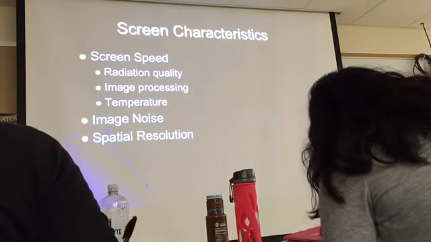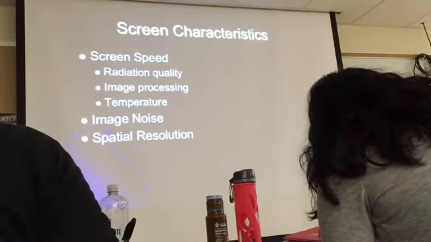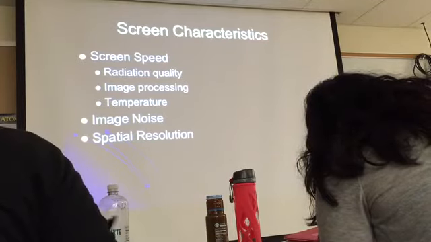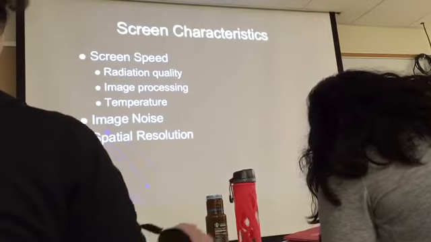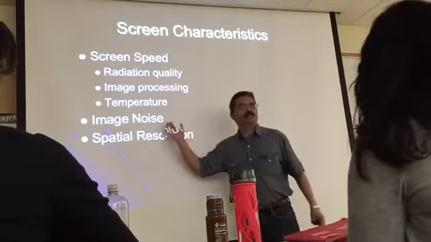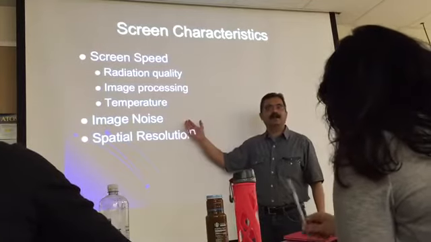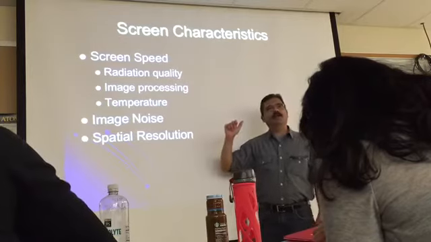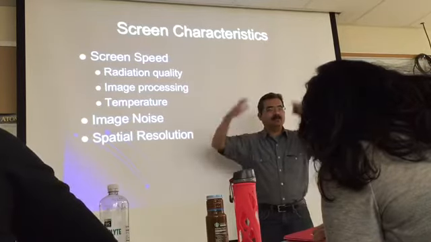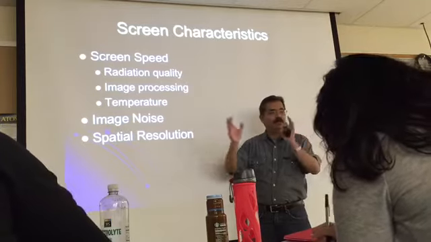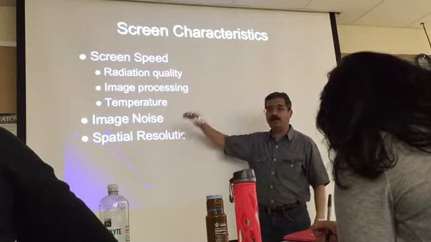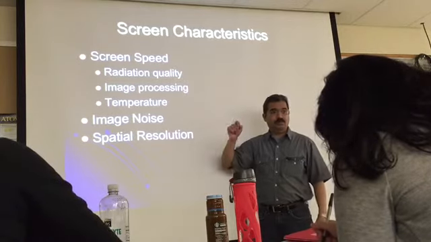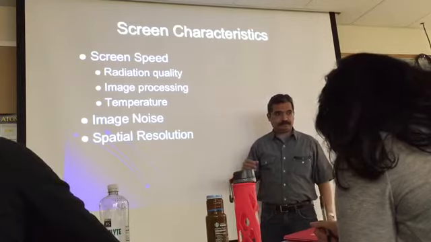Image noise. Noise is anything that is not really part of the image. Okay? Anything that is not part of the image. So when you talk about noise, really you're talking about more scattered radiation when it comes to film. When we get into digital, we're going to learn that noise is not only scattered, but it's other stuff that can be added to the image electronically. But for now, we're just studying film and screens, and here, noise refers to scattered radiation.